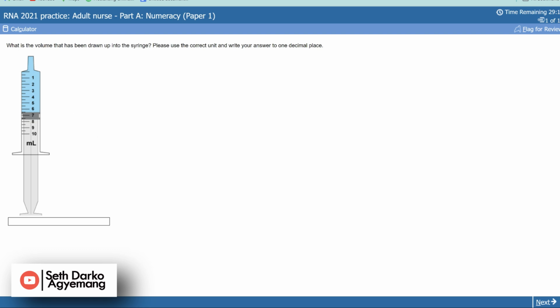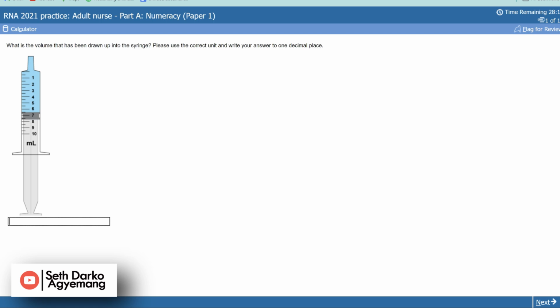Okay, so let's look at the question. It says, what is the volume that has been drawn up into the syringe? Please use the correct unit and write your answer to one decimal place. Now, the correct unit here is mL, small m with capital L. If you want to use a calculator, you click on that. But this is just observation. Now, the first calibration on here is 0. Between 0 and 1 is 0.5. Let's look at where the black plunger is, or where the blue draws from and where it ends. You can see that it ends at 6.5.